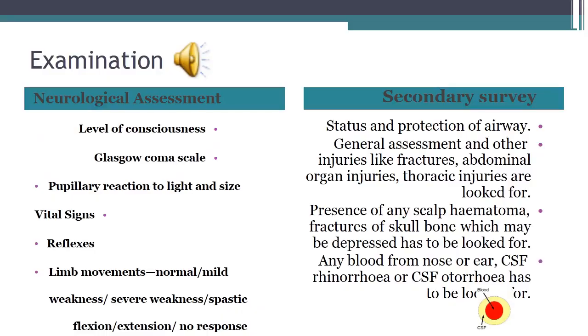During the neurological assessment, it is very important to assess the level of consciousness of a trauma patient. This will depend on the Glasgow Coma Scale. Also very important is to know the reaction of the pupil to light and its size. Of vital importance are the vital signs. Also, we have to examine the reflexes and the movement of the upper and lower limbs, whether normal or abnormal.